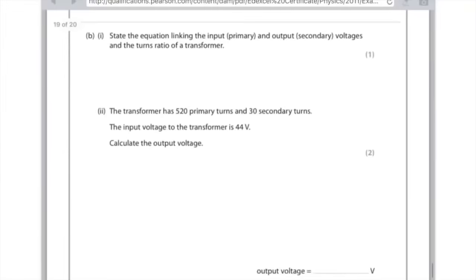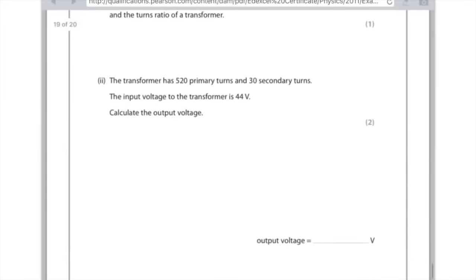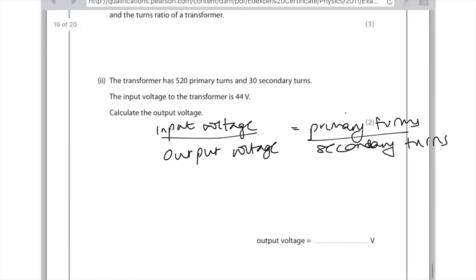The transformer has 520 primary turns and 30 secondary turns. The input voltage to the transformer is 44 volts. Calculate the output voltage. So let's just substitute those numbers in. So that calculation will look like this. The input voltage is 44. We're looking at the output, so I'm going to put X here. Primary turns is 520. Secondary is 30.